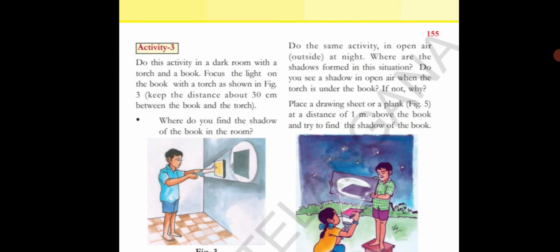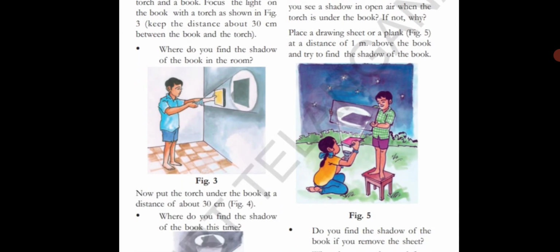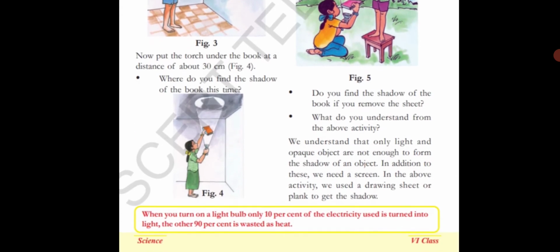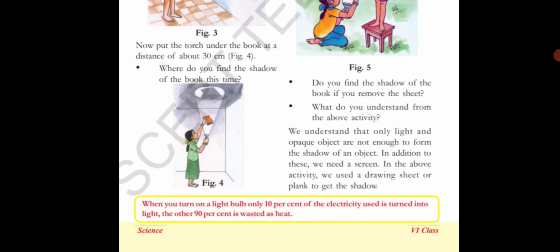Activity 3. Do this activity in a dark room with a torch and a book. Focus the light on the book with the torch as shown in figure 3. Keep the distance about 30 cm between the book and the torch. Where do you find the shadow of the book? On the wall. Now put the torch under the book at a distance of about 30 cm. Where do you find the shadow of the book this time? On the ceiling.